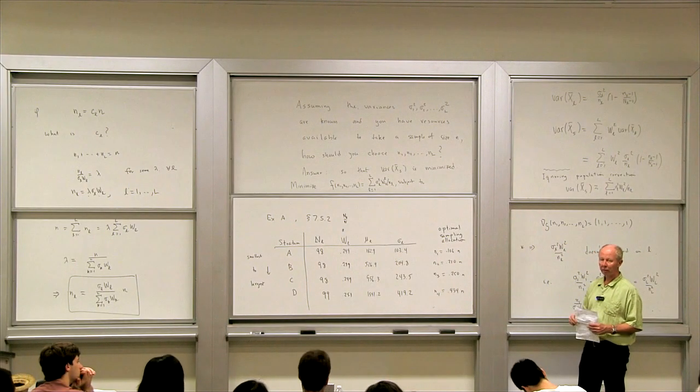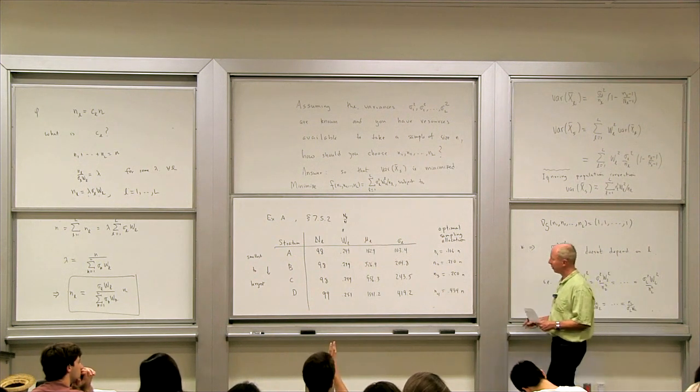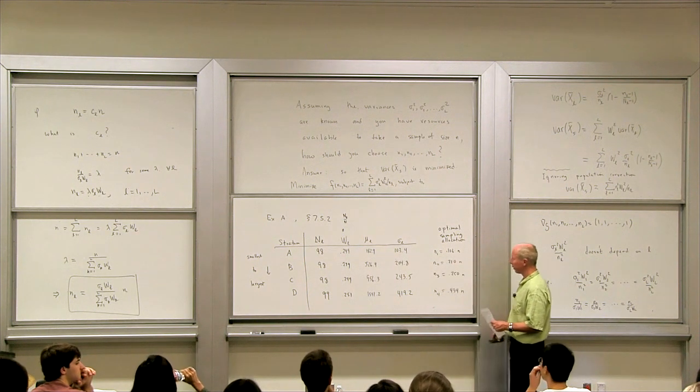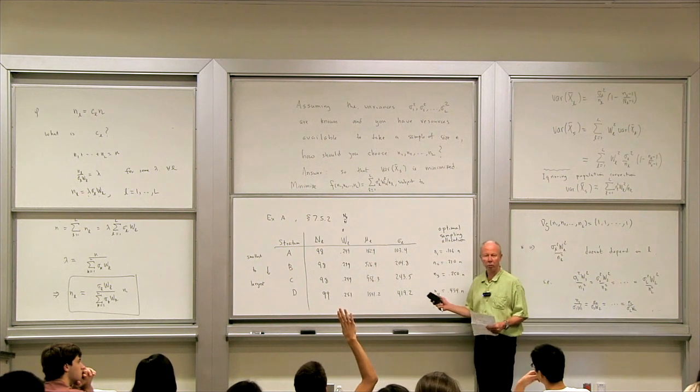So you can make the variance small by suitably adjusting the sample sizes from the various strata. So that's why you would do stratified sampling. It can give you better estimates.